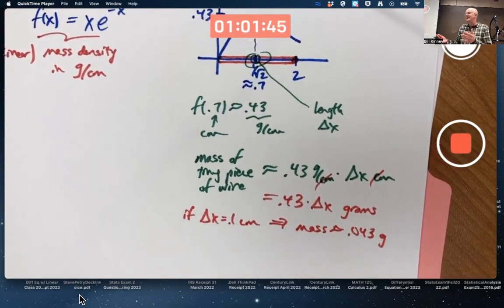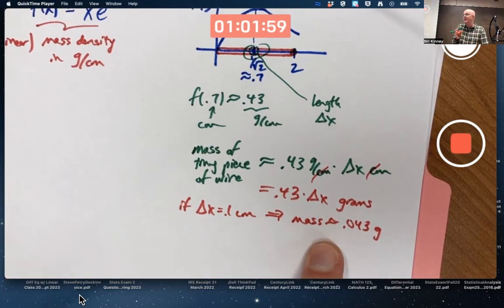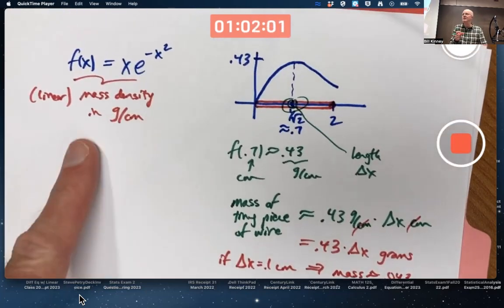What might we be interested in? We might be interested in the mass of the entire thin rod, the wire, without putting it on a scale. How do we find it? We could chop it into a bunch of pieces and do this kind of thing and then add the results, or better, since we've got this function, we can integrate it.